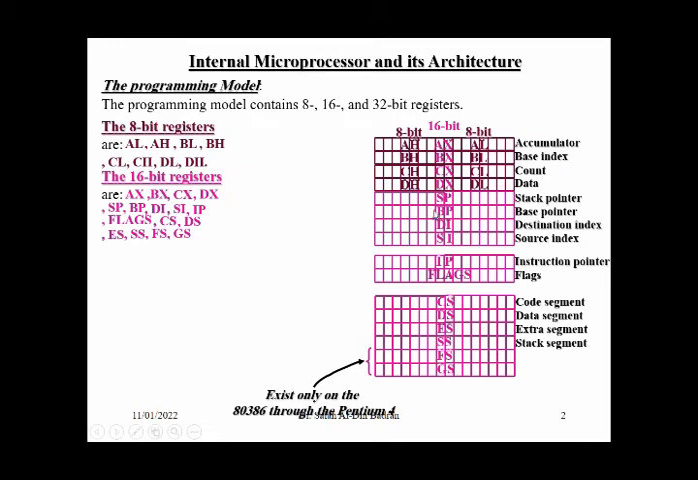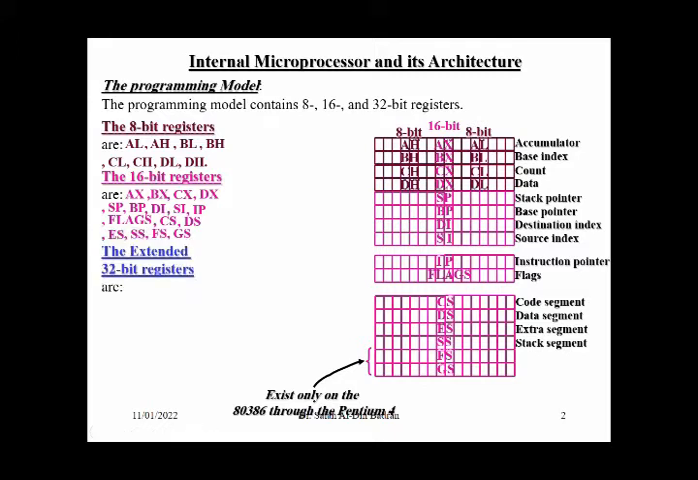But from SP to GS, we can use them only as 16-bit registers. The first 4 registers, we can use them as 16-bit registers, as a whole register, or each of them as an 8-bit register. These ones from SP to GS, we cannot use them as an 8-bit register, only as 16-bit registers.